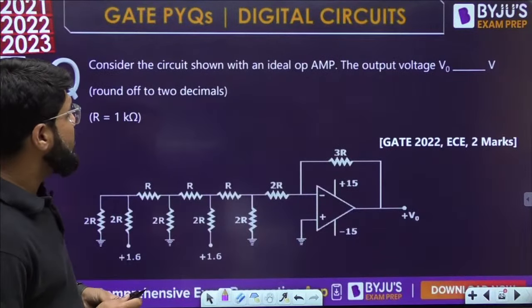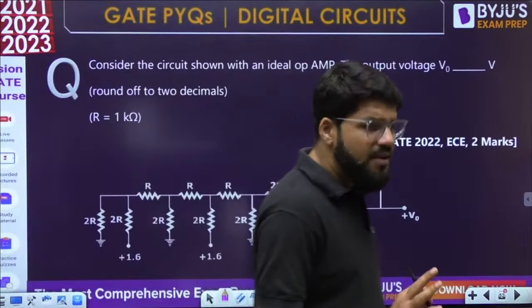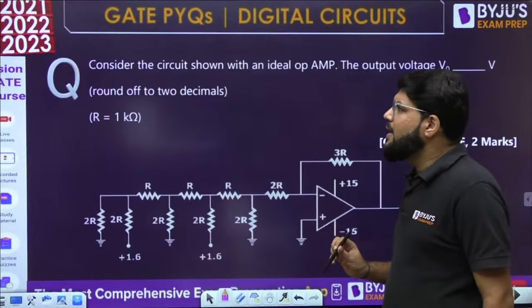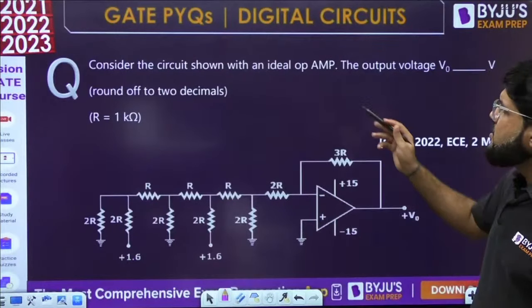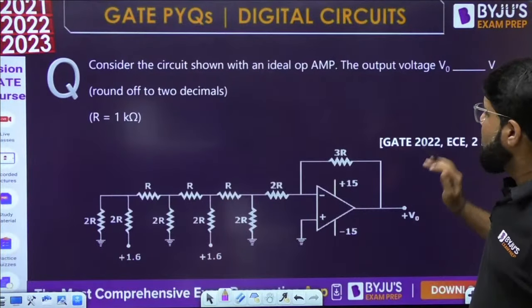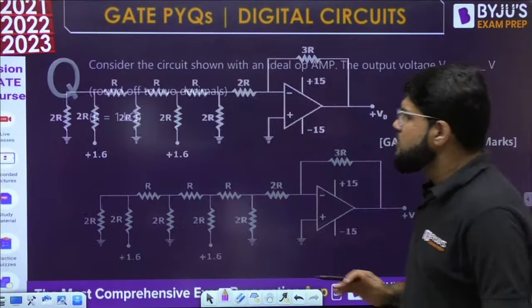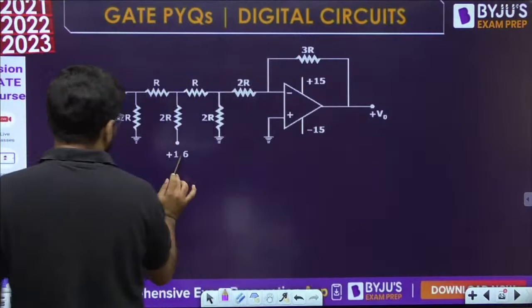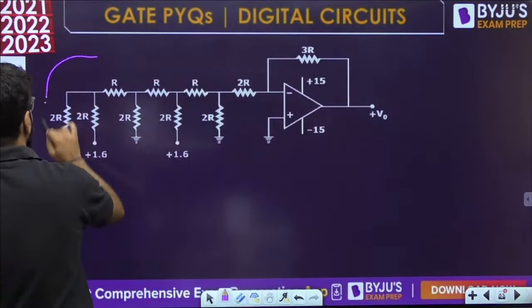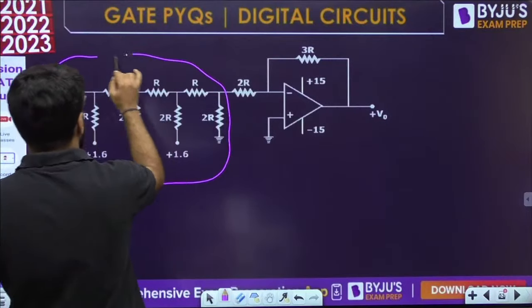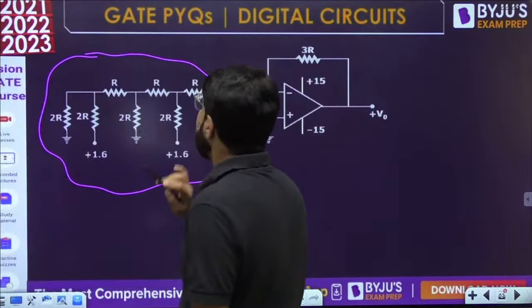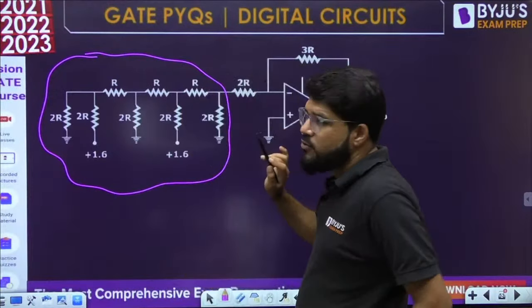Next question, 2022 ECE 2 marks question. This is also simple, based on the R2R ladder only. Consider a circuit shown with an ideal op amp. The output voltage V0 will be how much? So guys, the reference voltage is 1.6 and we know that this is your fundamental R2R ladder with an additional resistor of 2R given.